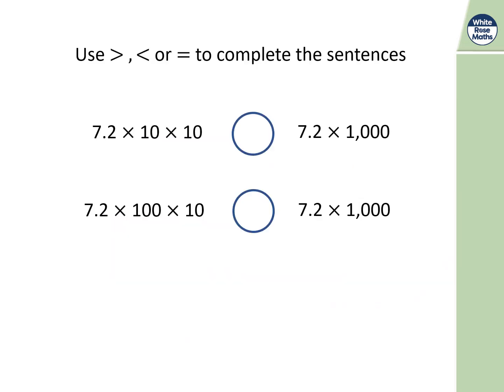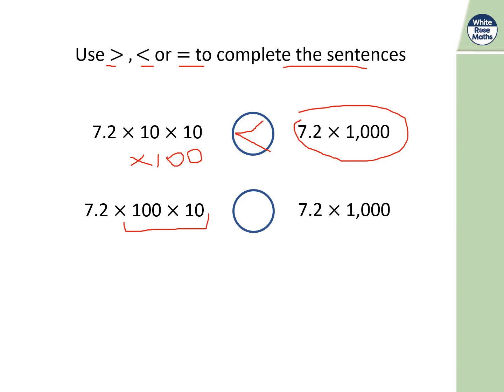Use greater than, less than, or equal to complete the number sentences. Well, 7.2 times 10 times 10, so you're timesing it by 100. Now, that's actually smaller than timesing it by 1,000, so the answer to the right is going to be bigger, because times by 100 is smaller than times by 1,000. The next one, timesing by 10 then times by 100 is the same as times by 1,000, so they're both equal to one another. They're actually the same.